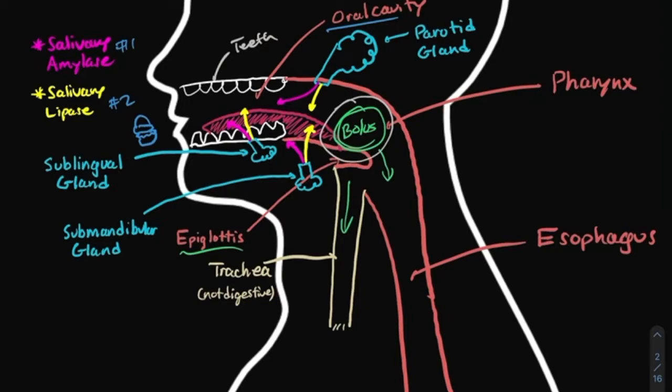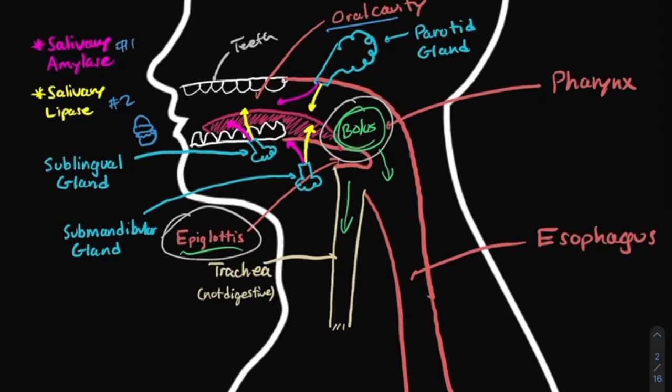Now over here we have an important structure. It is called the epiglottis, and the importance of the epiglottis lies in the fact that it blocks the trachea. Now again, from the respiratory system, if you're going to remember, the trachea helps us breathe. It's our windpipe, and we obviously don't want food going down into there because that would cause choking.